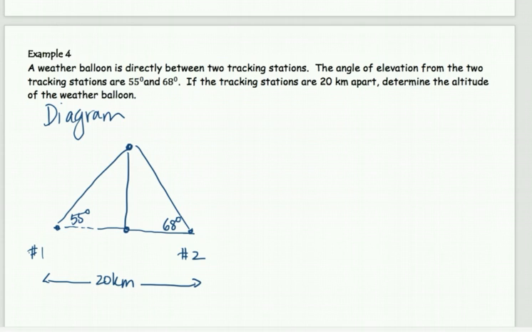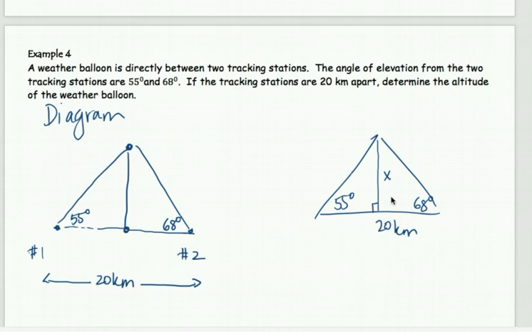So what do we have here? If we take away all the other information, we have 55, we have 68, and we have 20 kilometers. I want to know the altitude, which is right in here. We do have an acute triangle here, a non-right triangle, and we need to determine this altitude, which is straight up, at 90 degrees.